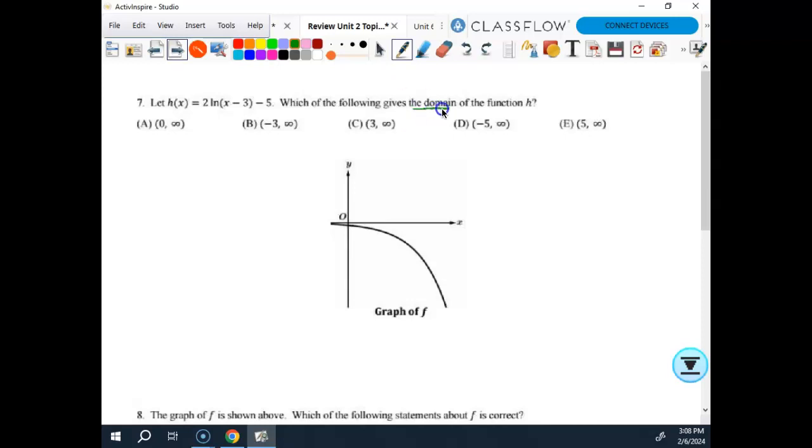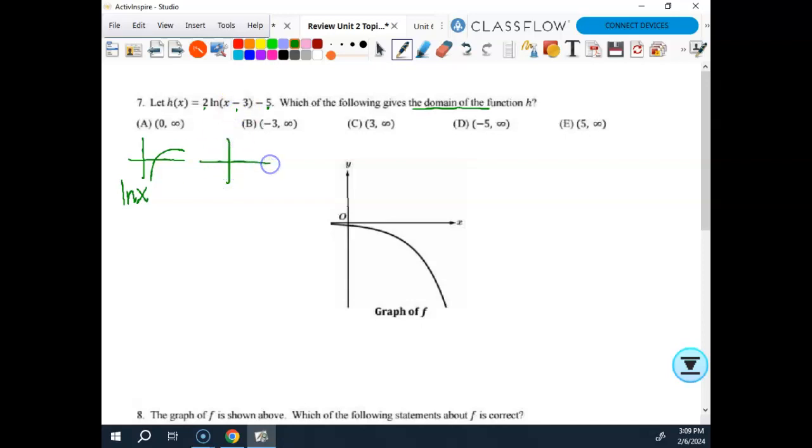So I'm looking for the domain, which means I need a little sketch. Let's think about just the parent function of the natural log. If I just had natural log of x, it's just going to look like this, right? This 2 is a vertical dilation, but it's not going to affect my little sketch because we're not being exact here. And neither is this minus 5 because that's going to shift it up. But again, you're not going to be able to tell if I shifted it up 5 on here. But this does make a difference.